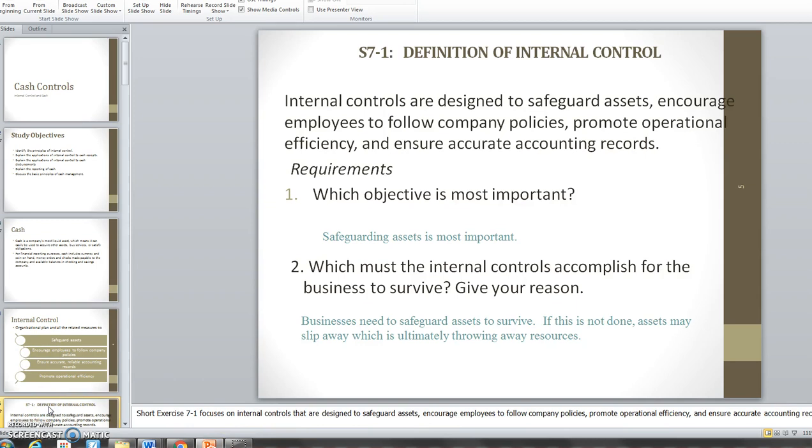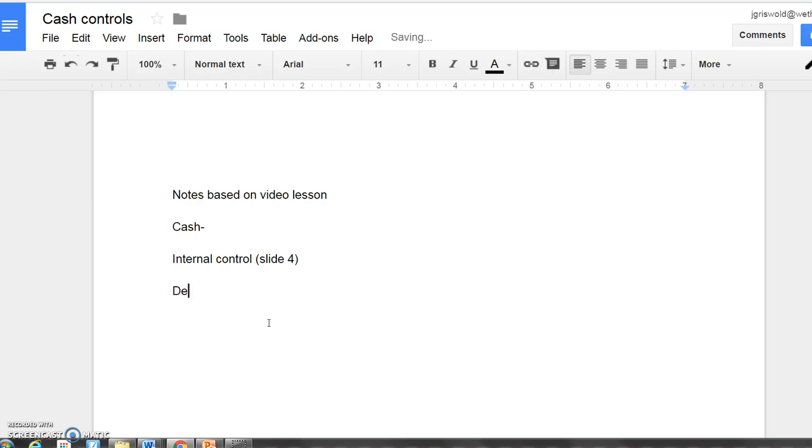Definition. Internal controls are designed to safeguard assets, encourage employees to follow company policies, promote operational efficiency, and ensure accurate accounting records. Most important is safeguarding assets, and you need to safeguard to survive. If this is not done, assets may slip away, which is throwing away resources. Again, pause at this point, go back to your notes, and summarize the slide. Definition of internal control.